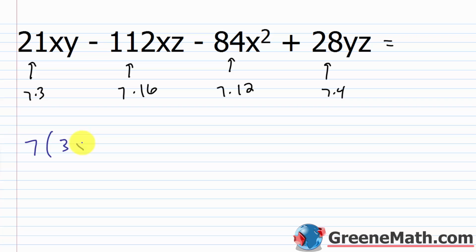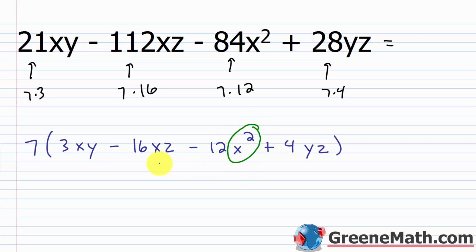And inside I'd have 3xy minus 16xz minus 12x squared and then plus 4yz. Now, is this the correct order? Meaning, can I get a common binomial factor? So just eyeballing this, you can see that using the first two as a group and the last two as a group will not work. And the reason I can tell that so quickly is this guy is x squared. Over here, I'd be pulling out an x, and I wouldn't have an x anywhere inside of the parentheses, right? Here, I'd be stuck with that x squared, right? There's no x over here to pull out anything.